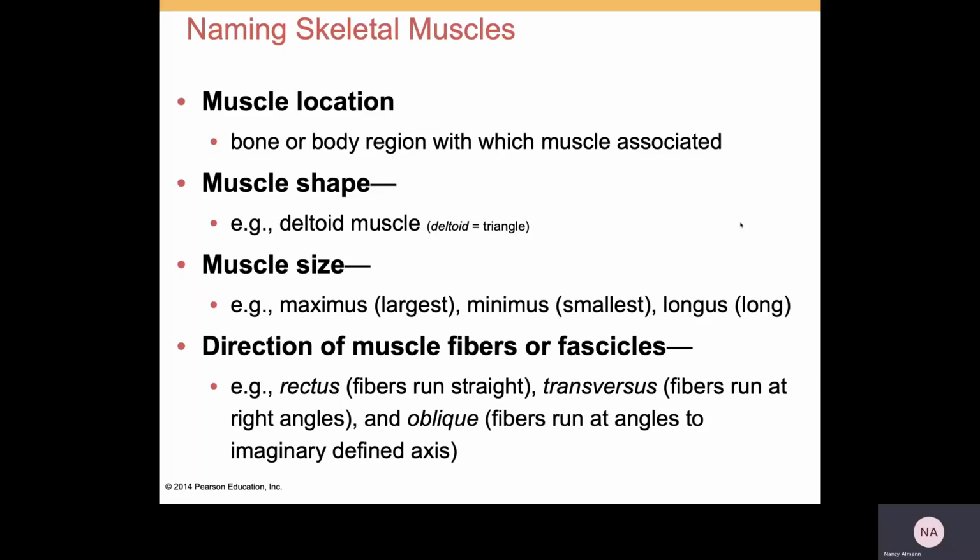Another criteria by which we will name muscles is through the directions of the fibers or the fascicles. When you talk about rectus, the fibers are running straight. Transversus, the fibers are going to run parallel to the floor at right angles. And if you hear oblique, you know that the fibers have to run at angles to some sort of made-up axis.